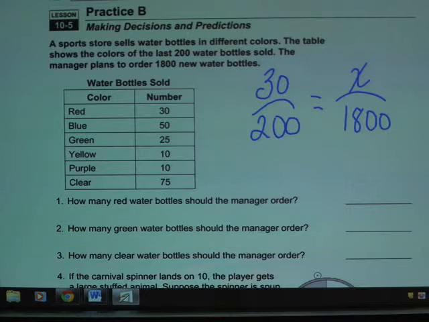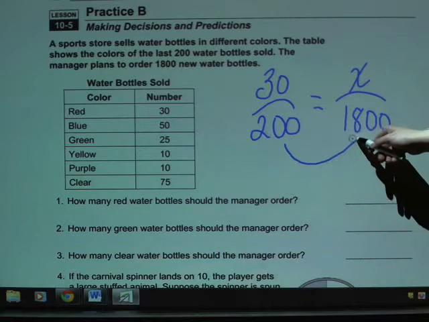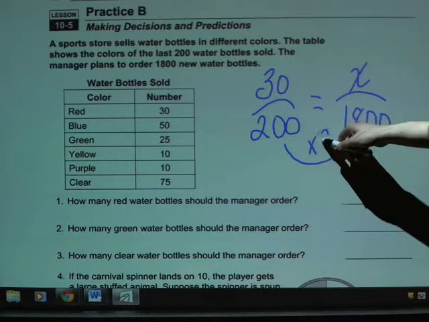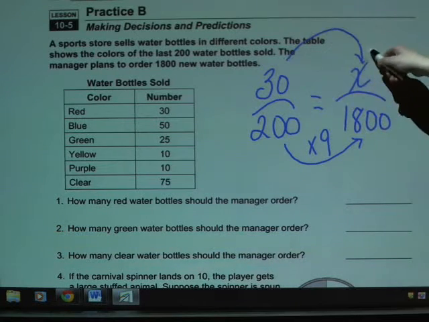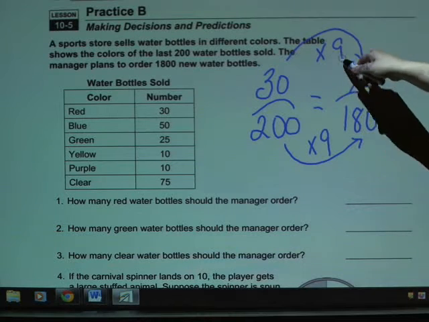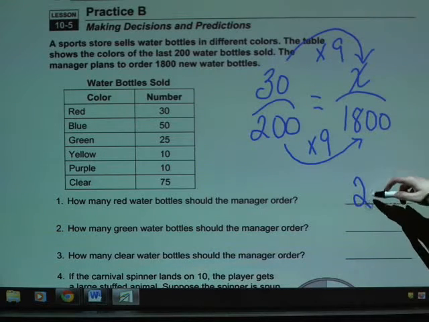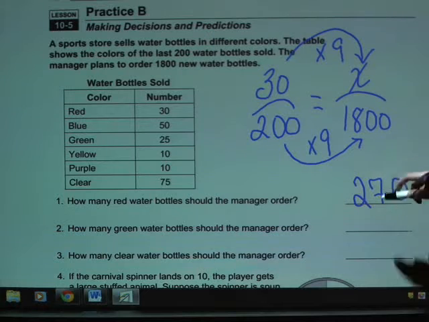And all we have to do is figure out now how many reds we're going to order when we order 1,800 total water bottles. Well, you can solve the proportion any way you want. But looking at the bottom here, I'm going from 200 to 1,800, which means I'm multiplying by 9. So the same multiplier is going to have to work in the top. 30 times 9 is 270, so that means the manager should order 270 red water bottles.